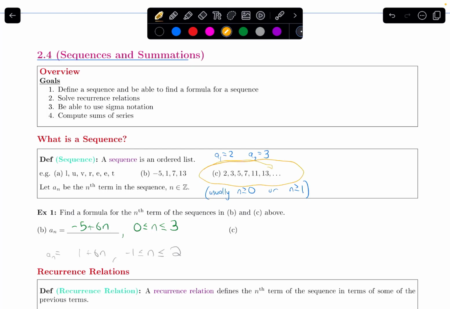What about for C? So I noticed that this is the prime numbers. So C is the primes. But there's actually no simple formula for the primes. Sometimes that'll happen with a sequence where there is no nice way to write a formula for it. But often, and in the examples we'll see in our class, we will be able to express it with a formula.